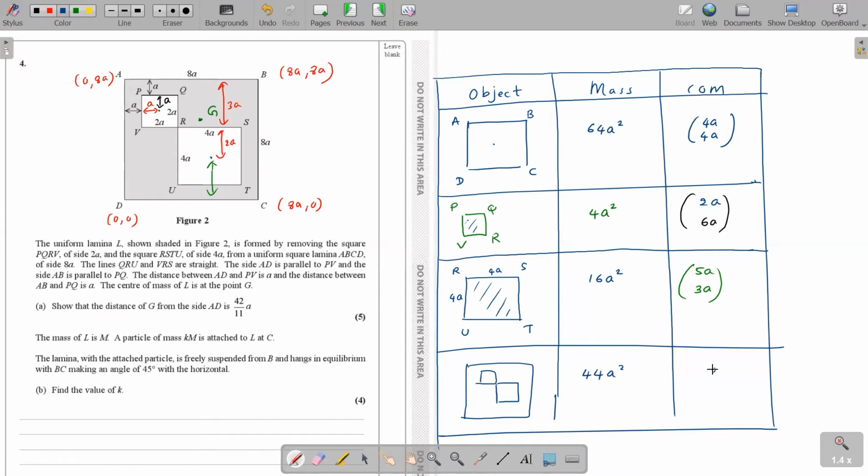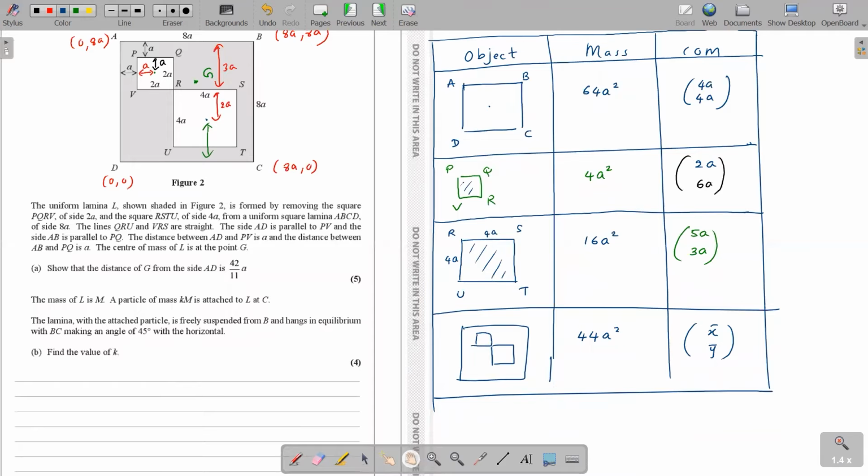And then the center of mass is x bar, y bar. This x bar, y bar is measured from the point D. That means from AD and DC. Okay? I want the distance from AD. So let's get the x bar. Let's use moments.